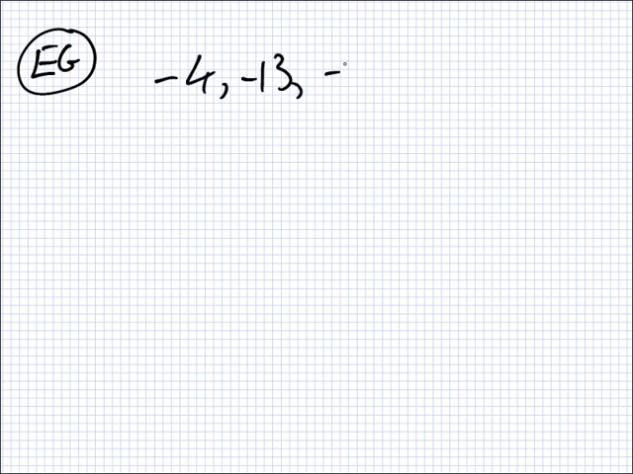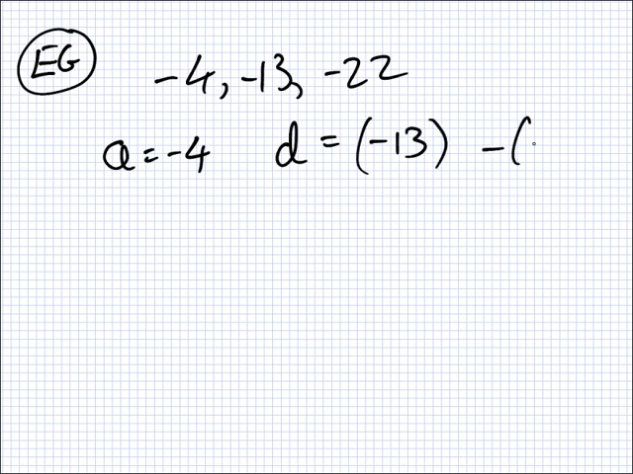So the first example is pretty straightforward. My question is, what is the A and the D for this sequence? So the A is pretty clear, -4. The D, just be a little bit careful here. What would it be? Anything? Yeah, if you want to work it out, it's -13 minus -4. The difference between these two is what? It's a -9 difference. It's getting smaller each time. -4 minus 9 is -13.